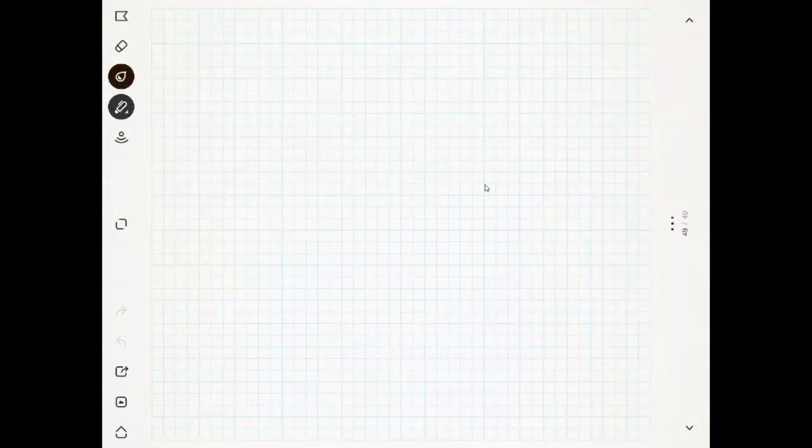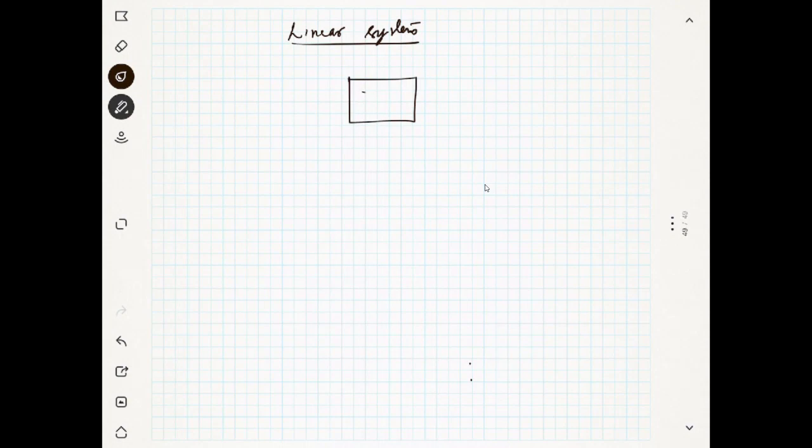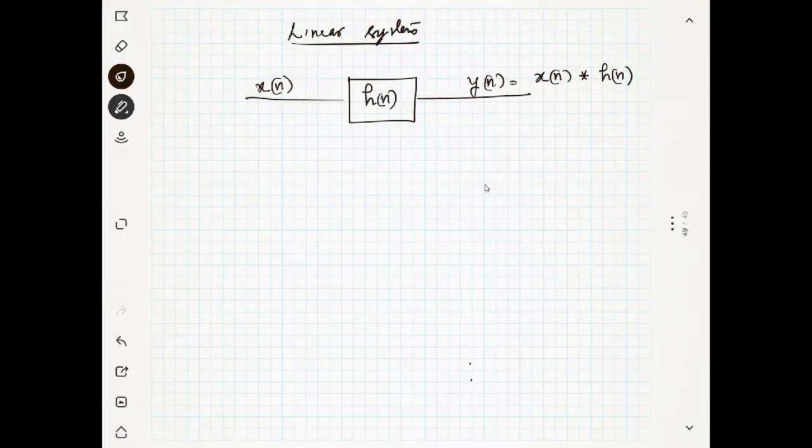Now consider a linear system. I will explain with the digital system first, because it is more convenient and more understandable to you. You have a system h of n and you give an input x of n. What will be the output? Output will be y of n, and y of n is nothing but x of n convolution h of n. This you have studied already, right?